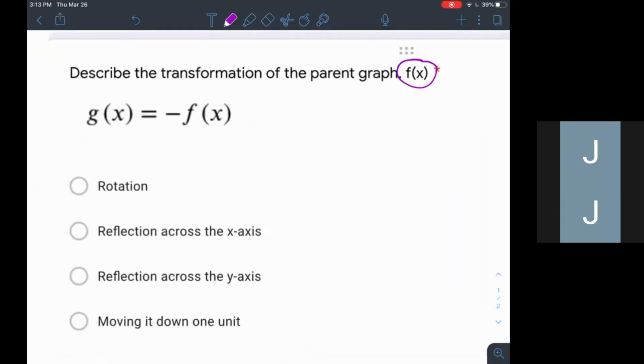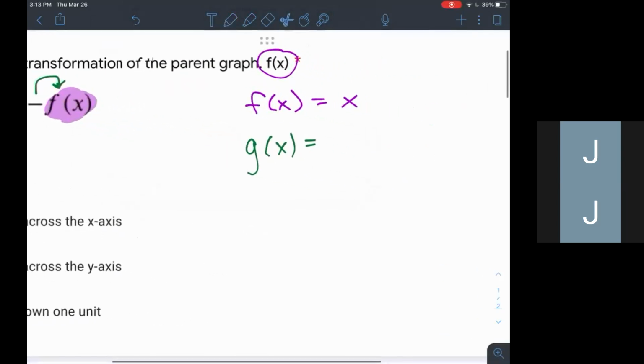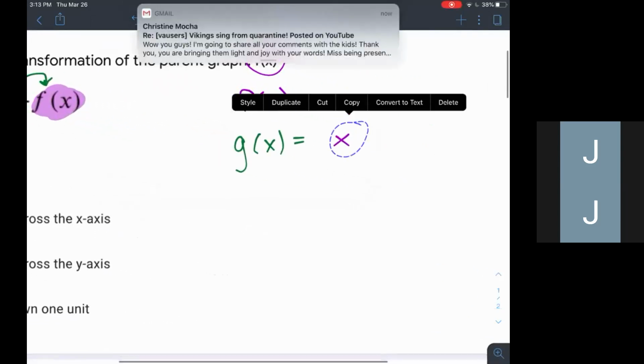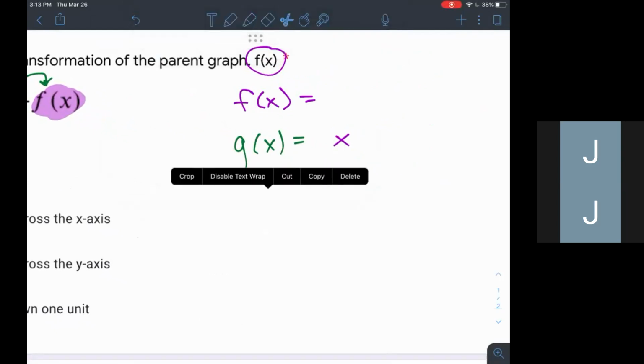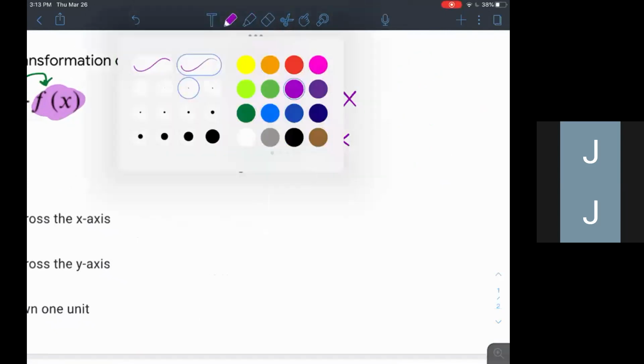So our parent graph is f of x. So that's our parent graph right here. G of x is a transformed graph. So what is the difference between f of x and g of x? Well, g of x is equal to f of x, but with a negative in front. So really what that means is that is our original function. Let's say our parent graph was linear, f of x equals x. Well, then g of x would just be that x value, but with a negative in front.